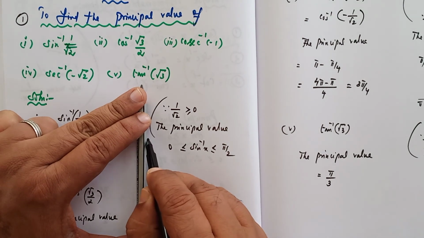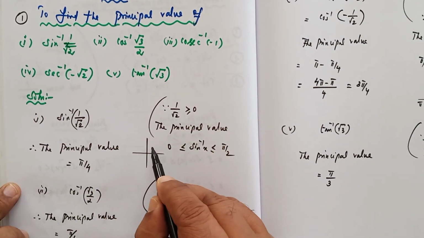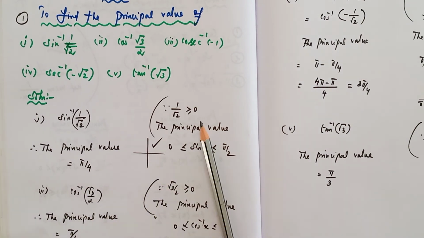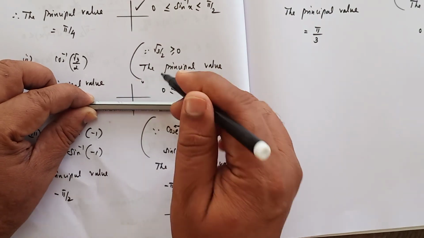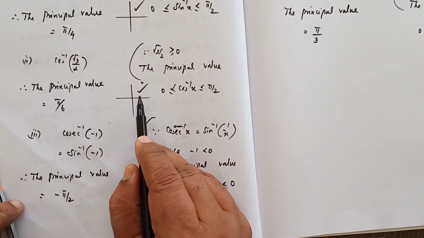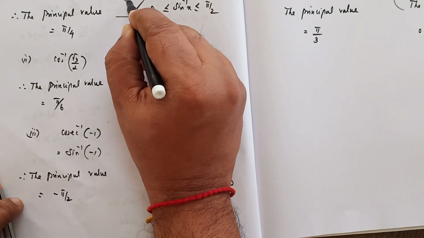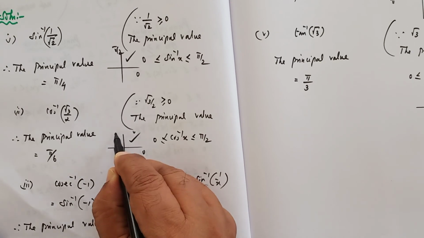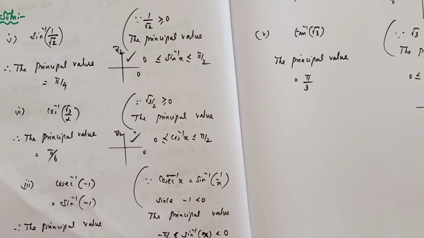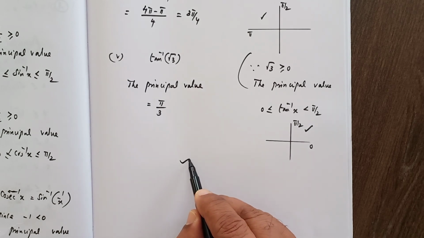This one lies in first quadrant, 45 degree in first quadrant. Here also in first quadrant only, because the 30 degree lies in first quadrant. 0 and 90, sorry, 0, 90. Here also 0, 90. So over. So problem number 1 is completed.